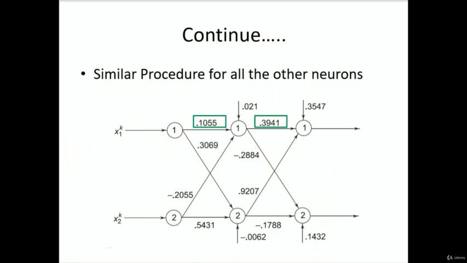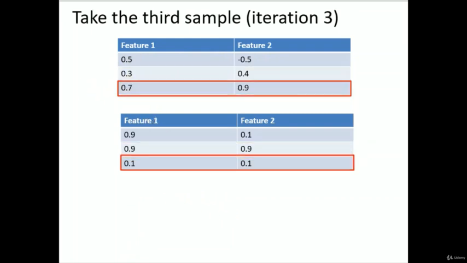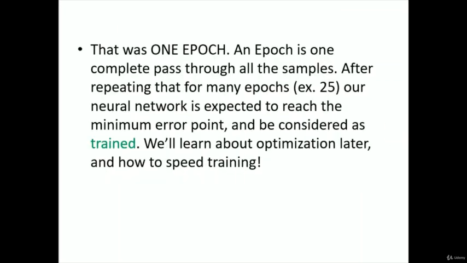Now recall, this is only from the first sample. Now we need to proceed, of course, to the second sample. If we're using stochastic gradient descent with a batch size of 1, that means we're doing a weight update for each sample alone. Therefore, we're going to have 3 iterations in order to complete one epoch. We take the second sample and then the third sample, and then we're finished with one epoch. Again, recall an epoch is one complete pass through all the samples.